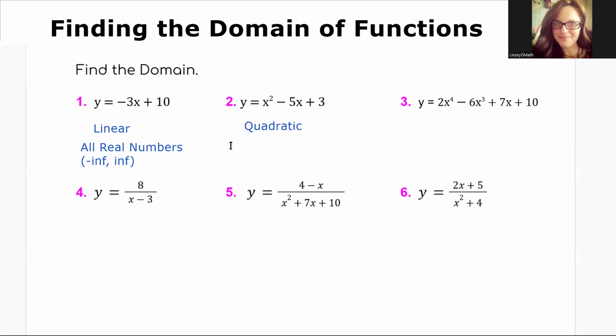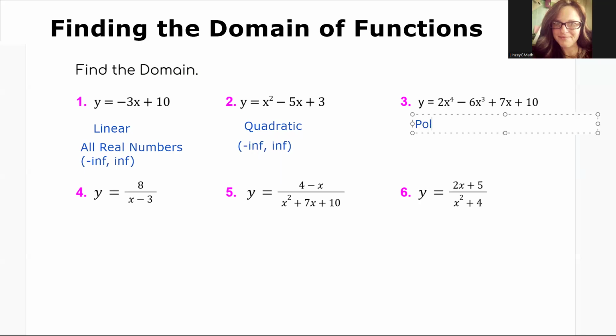Number 2, a quadratic. This is also not going to have any domain issues. We're not taking the square root of anything, and there is no denominator. So our domain, once again, will be all real numbers, negative infinity to positive infinity.